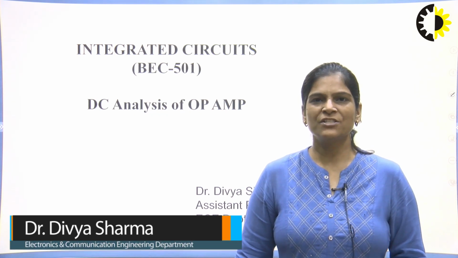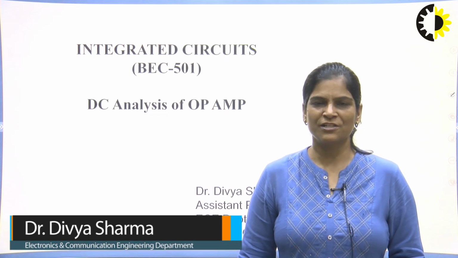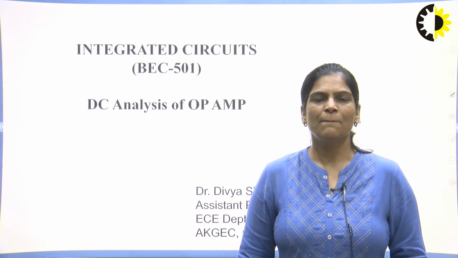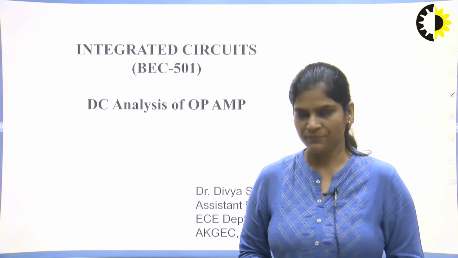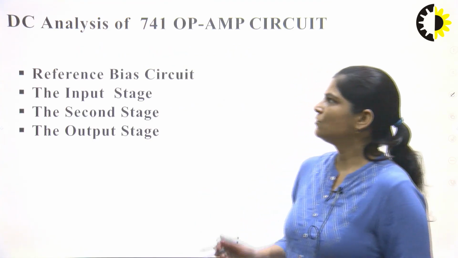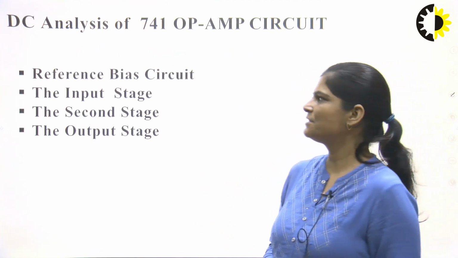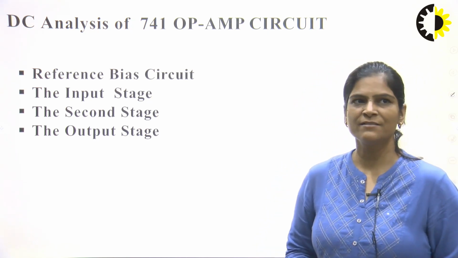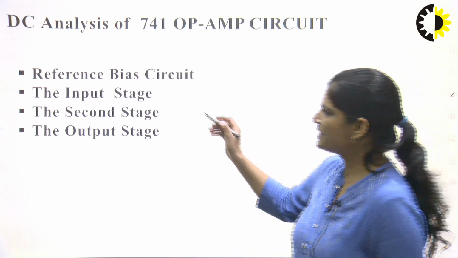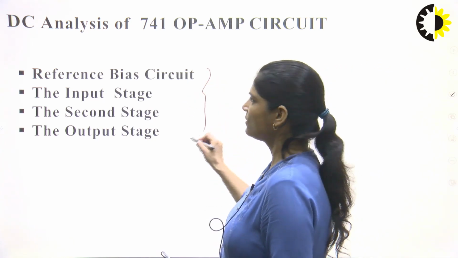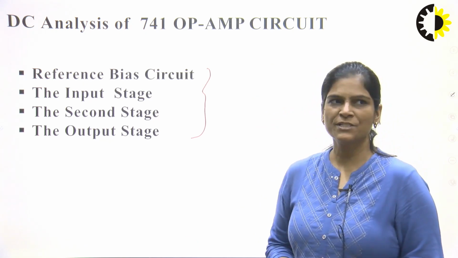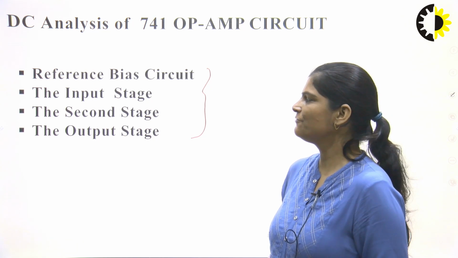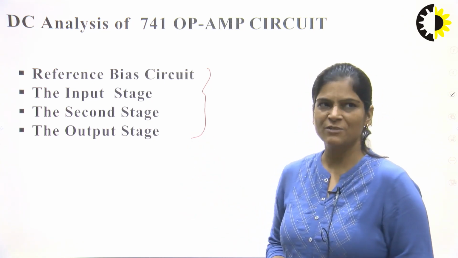Now, today's video lecture is on DC analysis of operational amplifier. This topic is taken from integrated circuit. Its code is BEC 501. So, here in this presentation, we will do DC analysis of 741 operational amplifier circuit, in which we have to do DC analysis of input stage, second stage, output stage, and reference bias circuit is there because biasing current is provided to input stage from reference bias circuit.